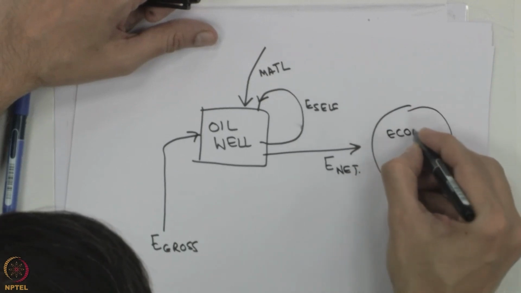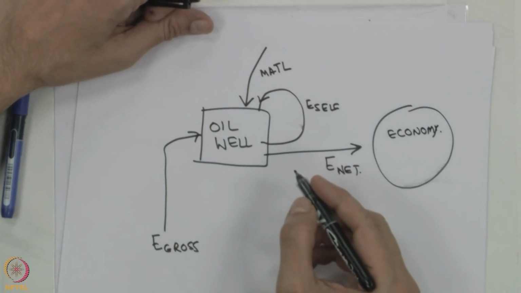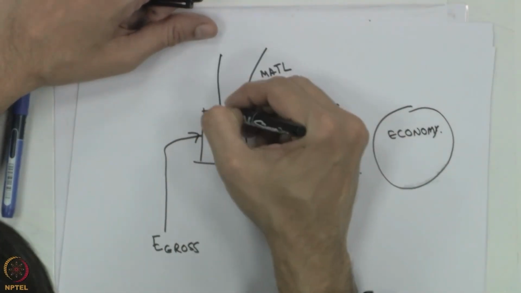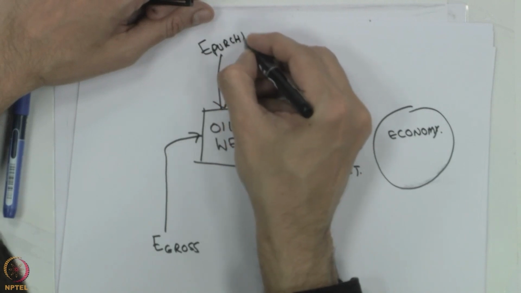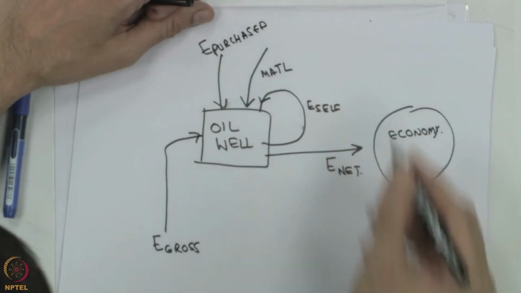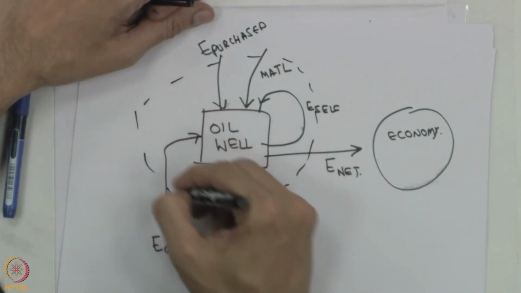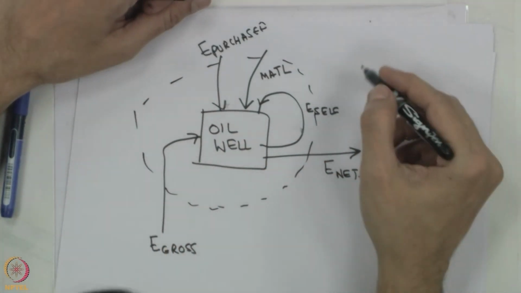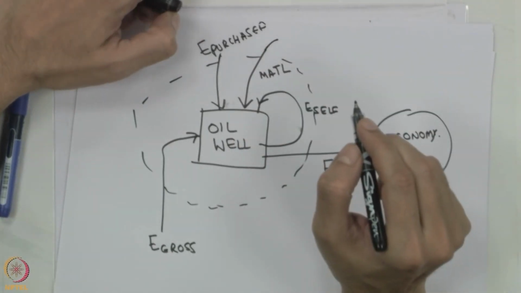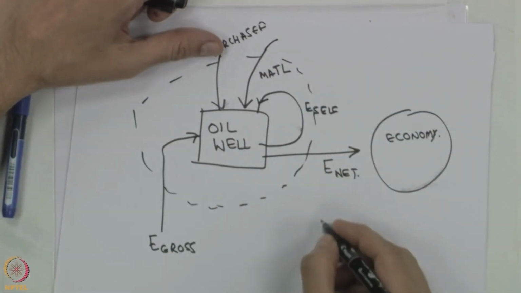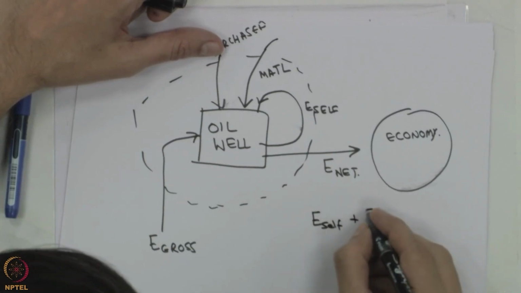So we would like to see here that there will be some materials and there will be energy which is purchased. Typically it might be using electricity, and we want to look at this boundary to see all that we are using. All that we are putting in is E self plus E purchase.